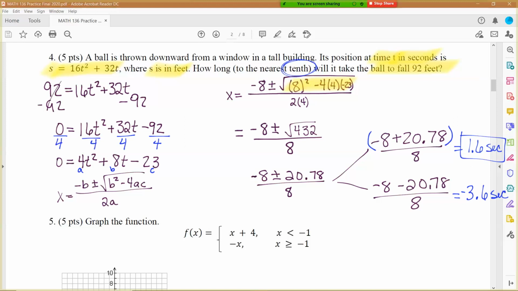Remember, time's always positive. How do you plug it into your calculator? Well, this part. So I would just type this top piece in parentheses and then divide it by 8. Or you could type -8 plus 20.78 equals, and then divide that answer by 8. So equals and then divide by 8. So there's more than one way you can do it to still get the same answer.